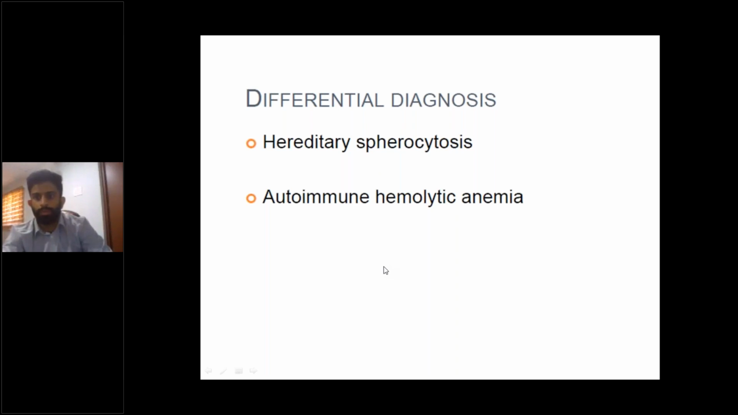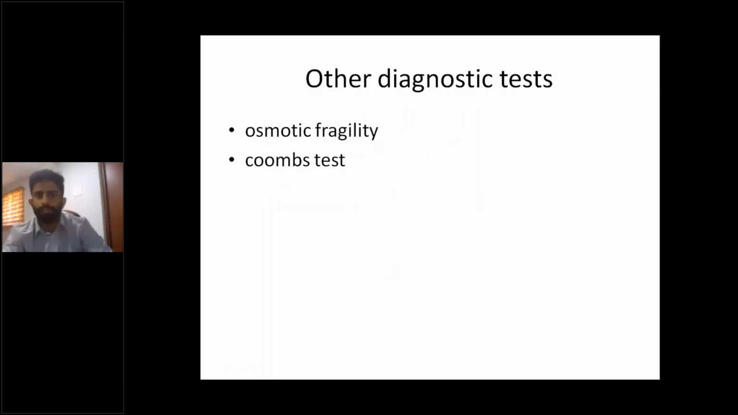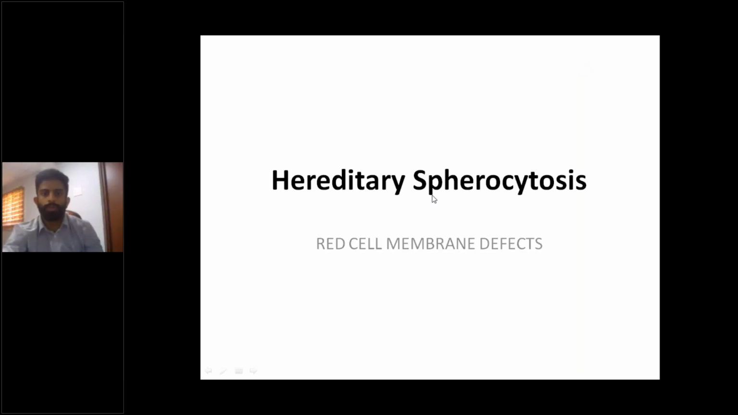Now, how do you diagnose? By investigations. The other diagnostic tests are osmotic fragility test. Osmotic fragility is increased in case of hereditary spherocytosis. In case of autoimmune hemolytic anemia, the Coombs test will be positive, whereas it will be negative in case of hereditary spherocytosis. Right? So today we're going to talk about hereditary spherocytosis. It's going to be a short class, so pay attention.